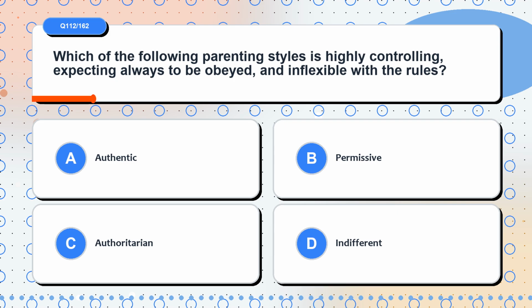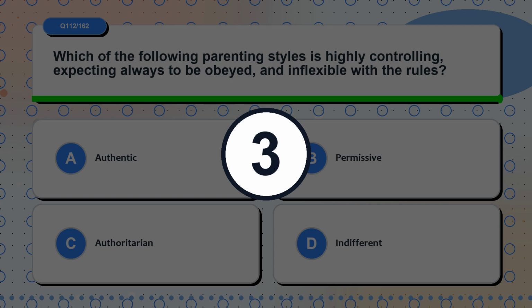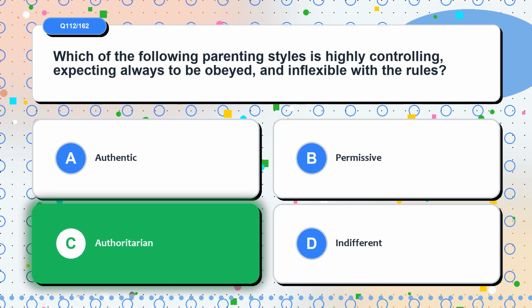Question 112. Which of the following parenting styles is highly controlling, expecting always to be obeyed, and inflexible with the rules? Here are the options. Option A, authentic. Option B, permissive. Option C, authoritarian. Option D, indifferent. The correct answer is option C, authoritarian.